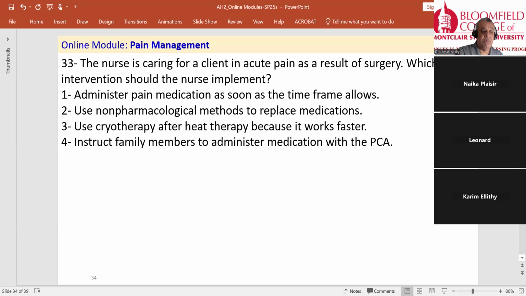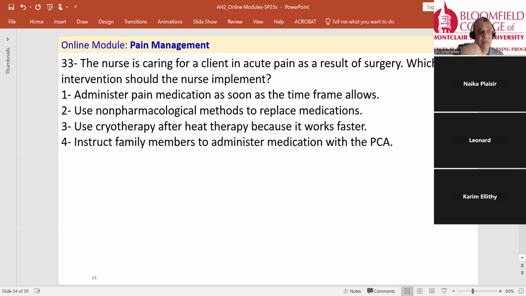We have to assess or check the time frame and find out when the last dose was given. So pain medication should be administered at the frequency ordered. If it's acute, every 3 hours, then 3 hours should lapse, and if the patient asks for the drug, then we can give it. Otherwise, we should be finding out other ways of management.